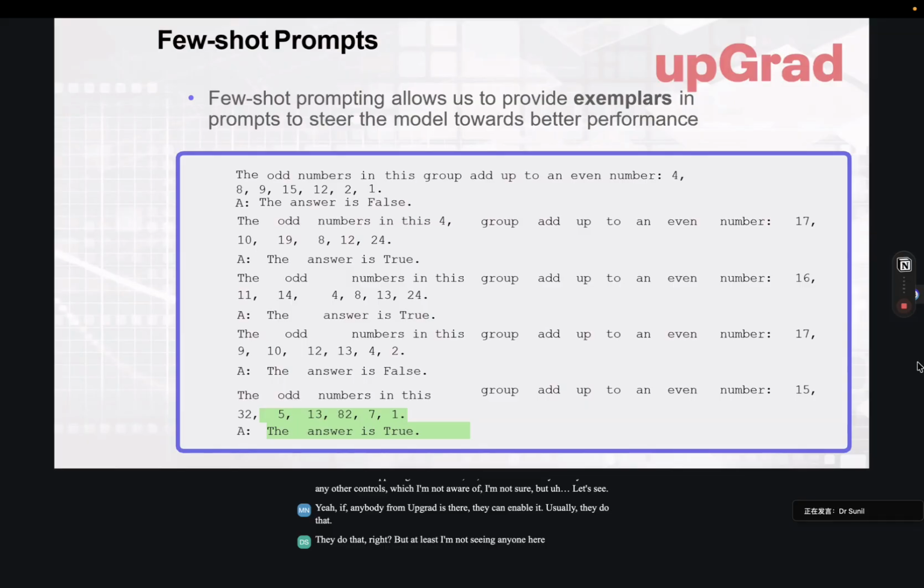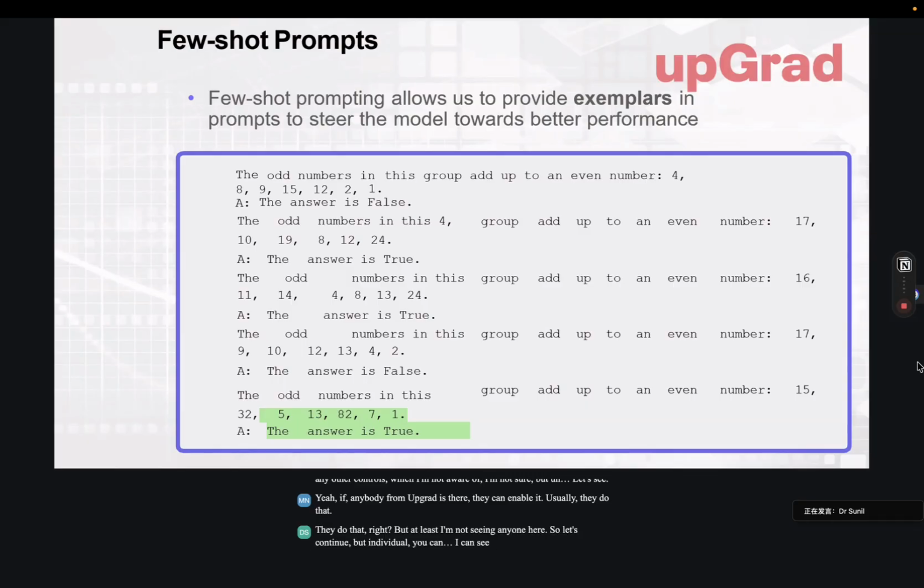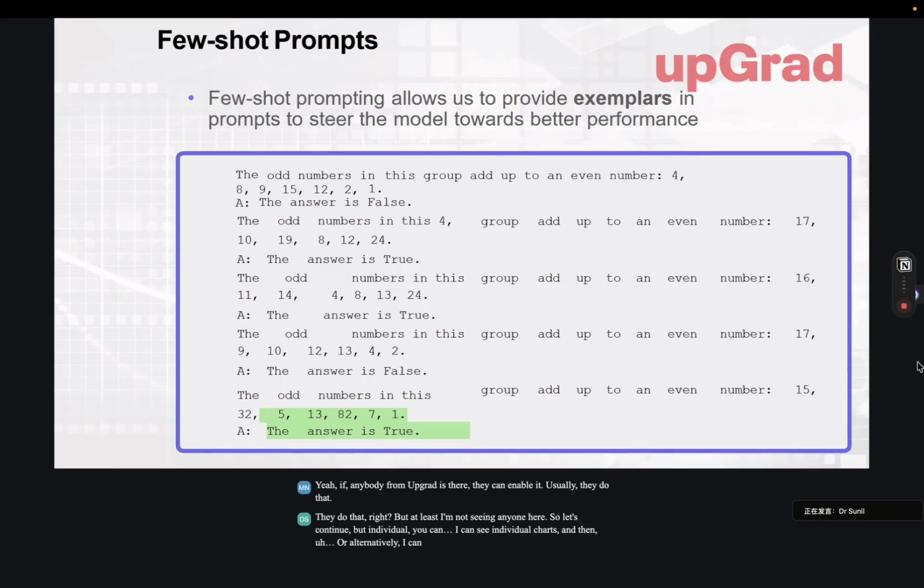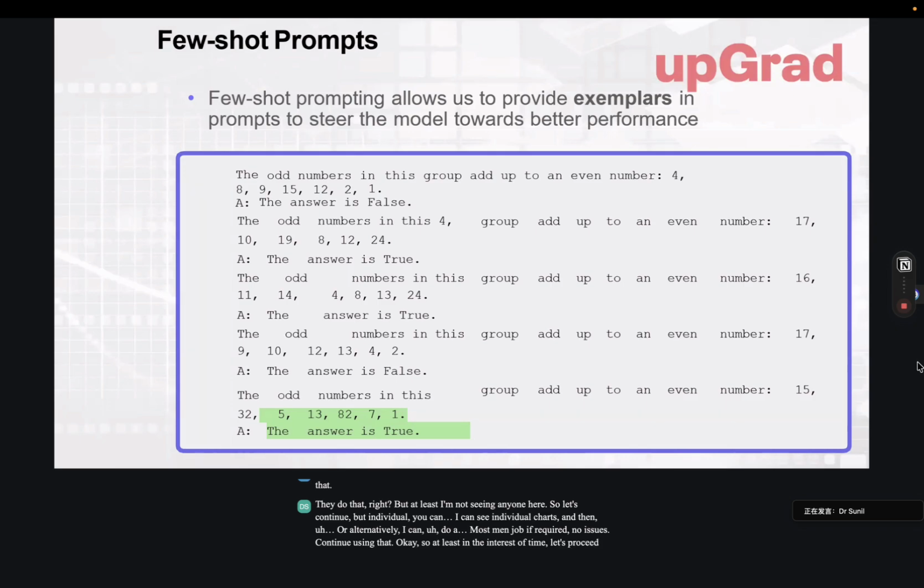So let's continue. I can see individual charts, or alternately, I can do a Postman job if required. No issues. Let's continue using that. At least in the interest of time, let's proceed. If anybody has the solution, because I'm not able to see any chart settings separately to enable.